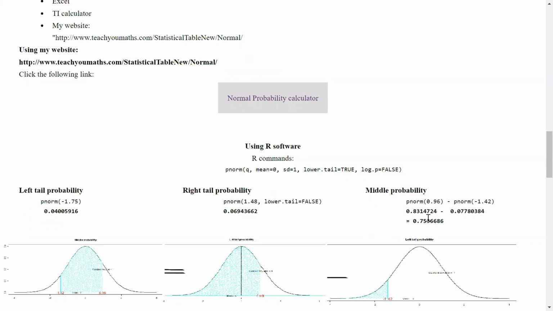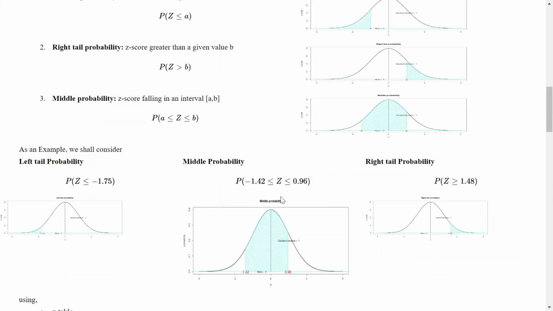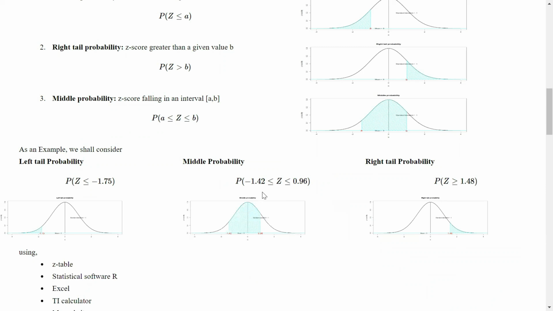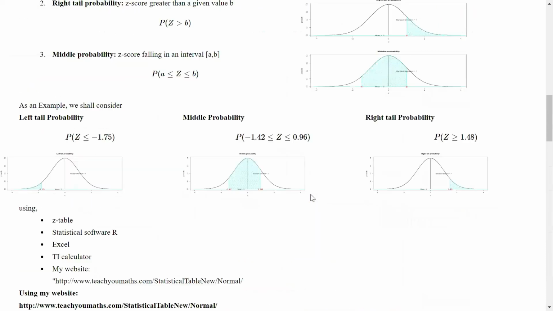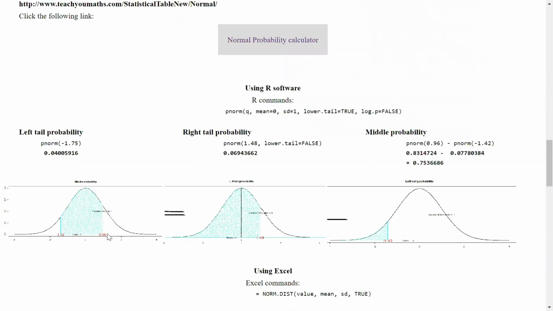If you type this command at the R console and enter, we'll get this result, which is the right tail probability. Now let's proceed to compute middle probability with this example: probability of z-score lying between negative 1.42 and 0.96, which is the area between negative 1.42 and 0.96 as shown in this figure.